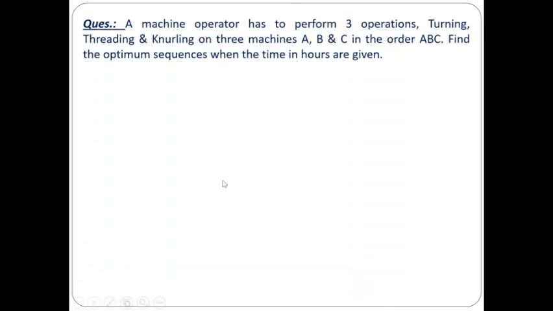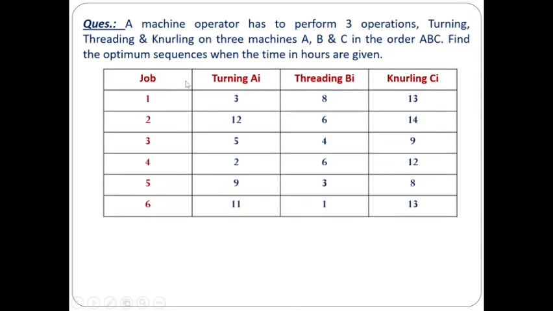A machine operator has to perform 3 operations: turning, threading and knurling on 3 machines A, B and C in the order of A, B, C. A, then B, then C. Find the optimum sequences when the time in hours is given. So we have 6 jobs, 3 machines, and the processing times are given.